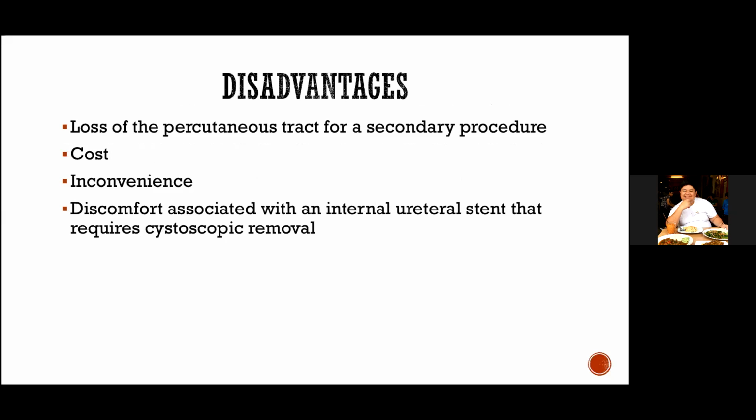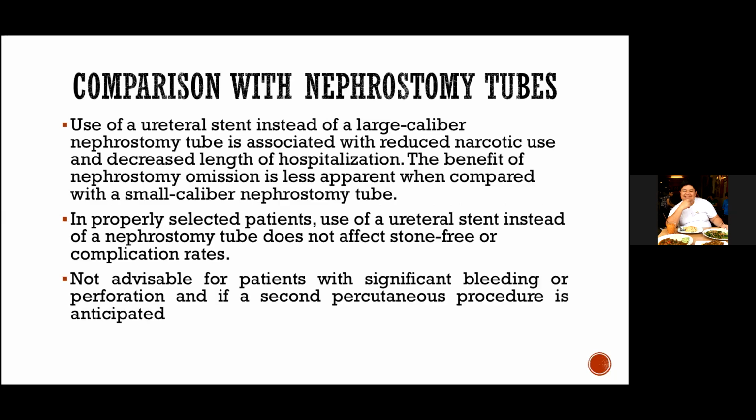Disadvantages would be loss of percutaneous tract for a secondary procedure, the cost of the device itself, inconvenience and discomfort associated with an internal ureteral stent that requires cystoscopic removal. So in comparison, a use of a ureteral stent instead of a large caliber nephrostomy tube is associated with reduced narcotic use and decreased length of hospitalization. The benefit of nephrostomy omission is less apparent, though, when compared with a small caliber nephrostomy tube.